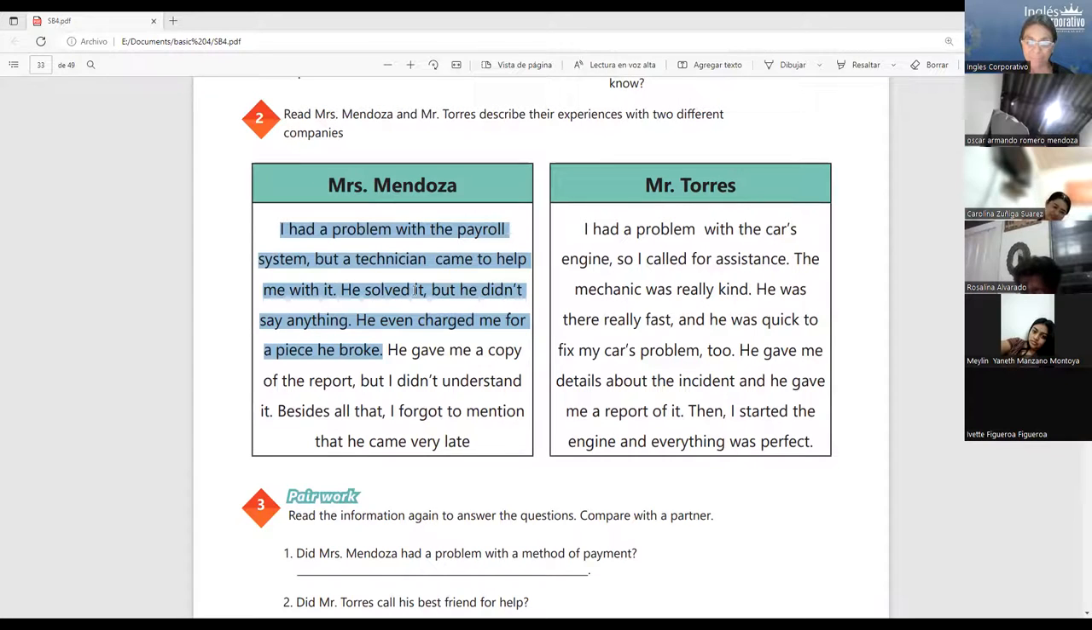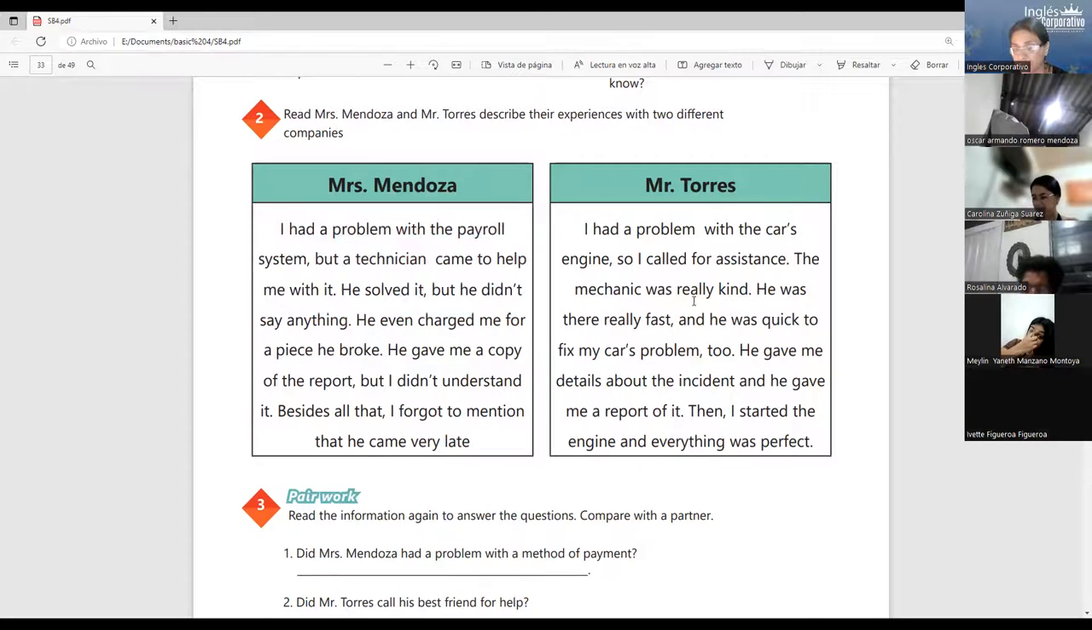Okay, teacher. He gave me a copy of the report, but I didn't understand it. Besides all that, I forgot to mention that they come very late. Excellent, Oscar. Very good. Oscar, el pasado de give is gave. He gave me a copy. Okay, very good. Okay, teacher. Thanks. Maylin, donde dice I, hasta donde dice two. Ahí, donde le subrayé. Y Nina termina. Pensé que hasta donde decía Kai, teacher. Oh, come on, okay. Maylin.